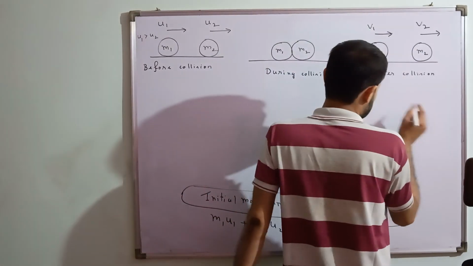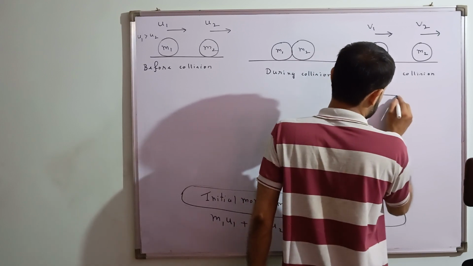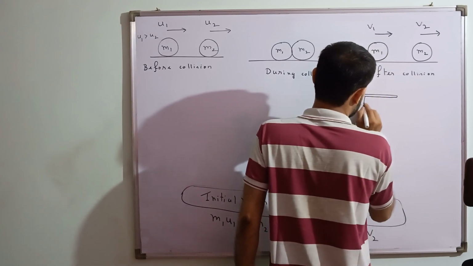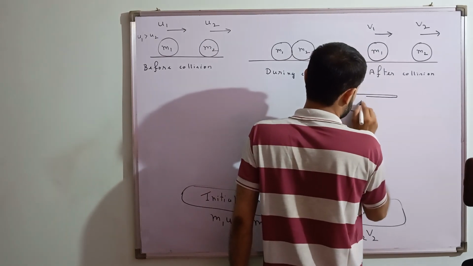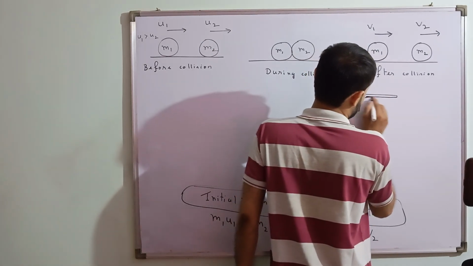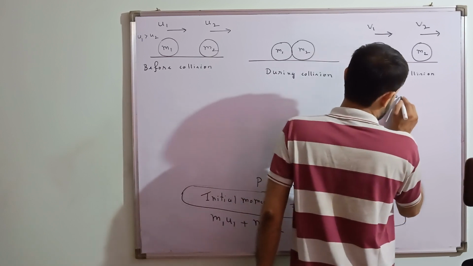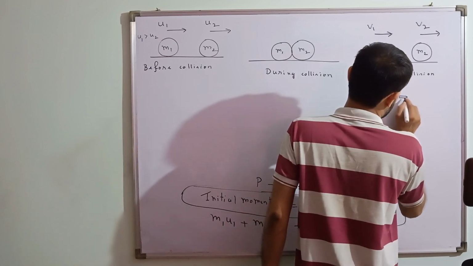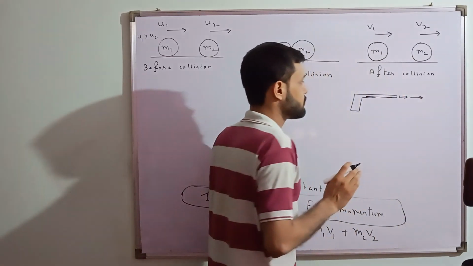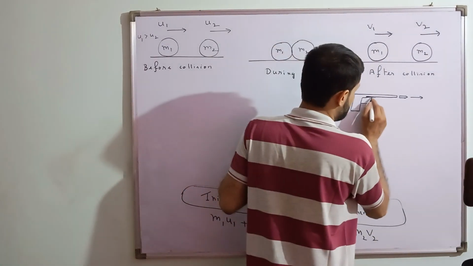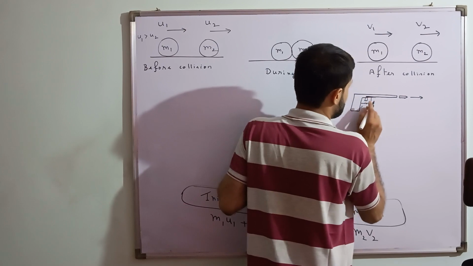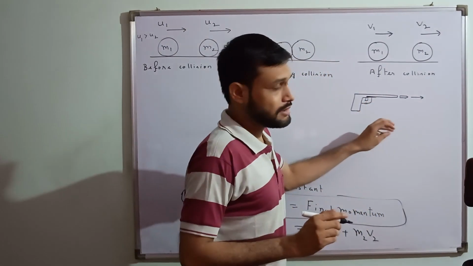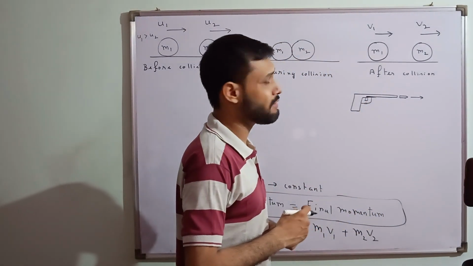Now we are having a gun over here, just like this. The bullet is coming out of the gun, going like this. Let me draw a gun like this, having a trigger over here. So let's try to understand what will happen.